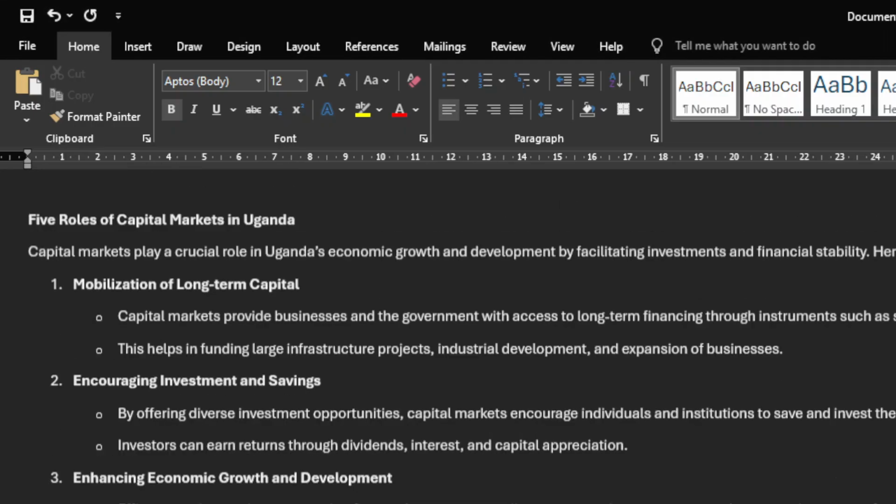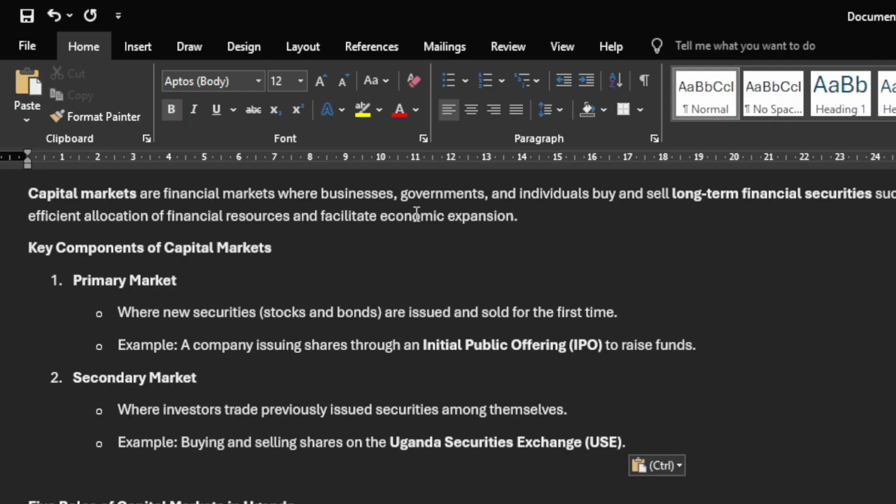We have to know what capital markets are, first of all. Capital markets are financial markets where businesses, governments, and individuals buy and sell long-term financial securities such as stocks, bonds, and other investment instruments to raise capital for growth and development. So, even you as an individual, you buy or sell long-term financial securities. These markets help in efficient allocation of financial resources and facilitate economic expansion.